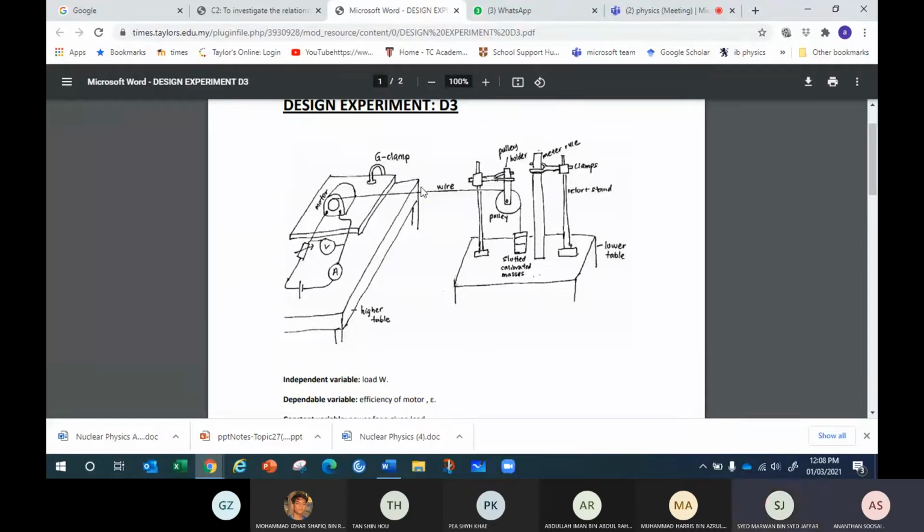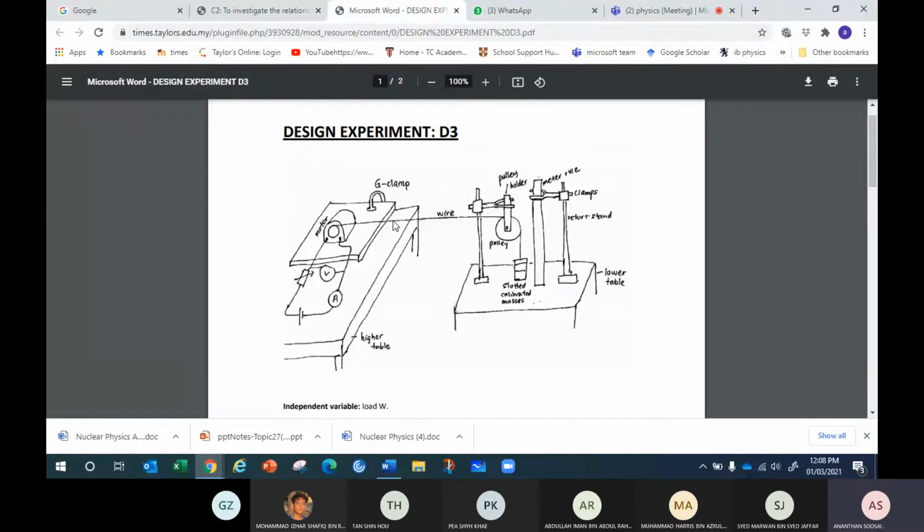To the motor, a string is connected, passed through the pulley and attached to the slotted mass. The slotted mass is allowed to move up, and we measure the time taken for it to move up a certain height. The height risen we measure using a ruler. Of course, the motor is G-clamped so that it never moves. So this is how the setup looks.